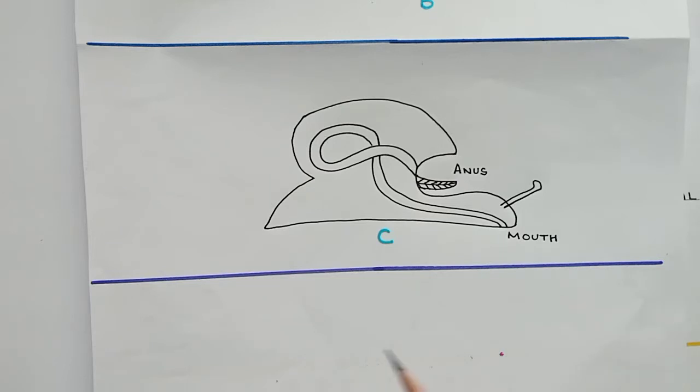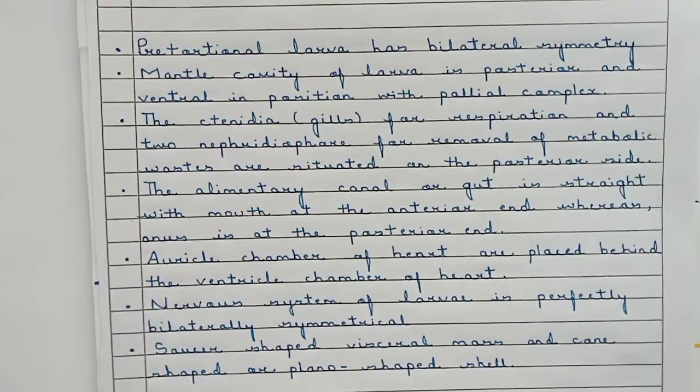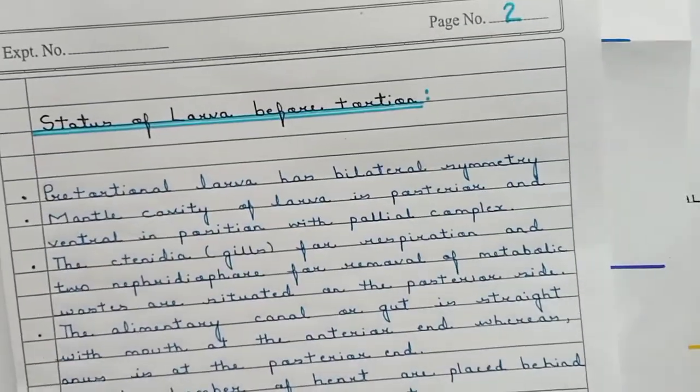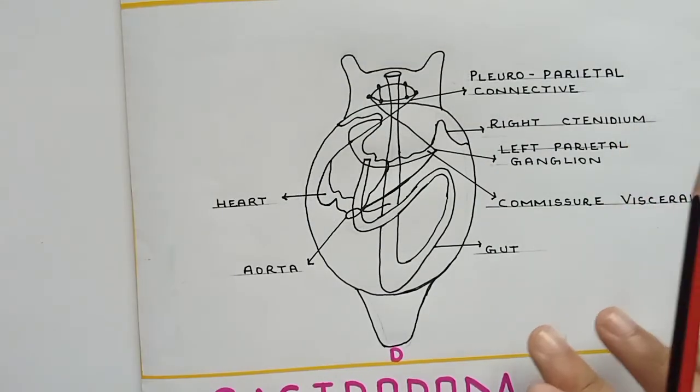And the torsion of the dorsal visceral mass occurs like this, because here we see the auricles. Like we discussed before, the auricles used to lie on the, which side? Here. The auricle chambers of the heart are placed behind the ventricle, and what happens is, now they come to the front. They come to lie on the front, and the corresponding organs on the left side.